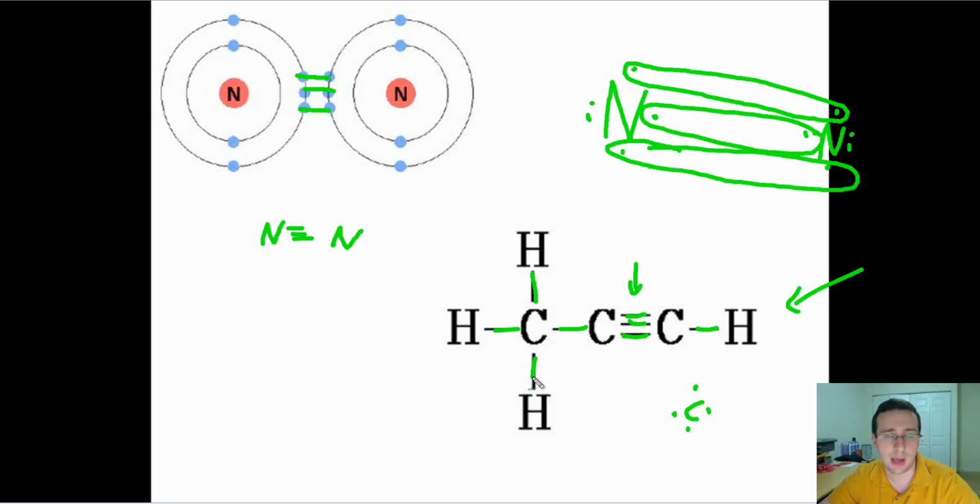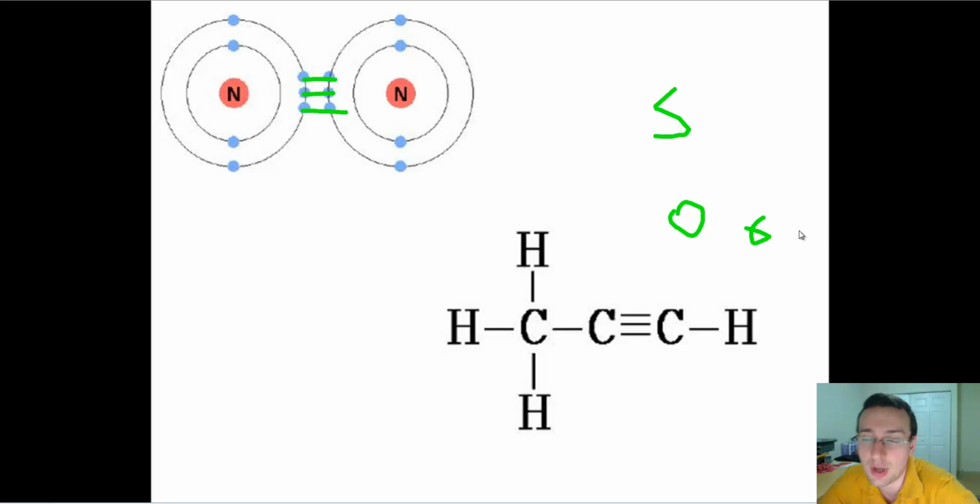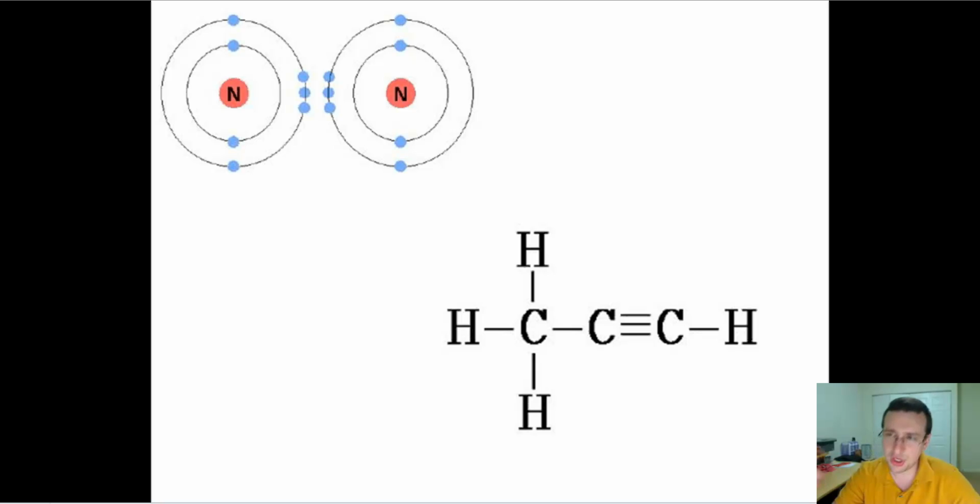Look at nitrogen. Since it's got 5 on its last shell, it needs to bond how many times? 3 times in order to be happy. Oxygen has 6 electrons in its last shell, so it needs to get to 8, so it needs to bond twice to be happy. So you see, the number of valence electrons will determine the kinds of covalent bonds you make. So again, the valence electrons are going to be important to determine this.